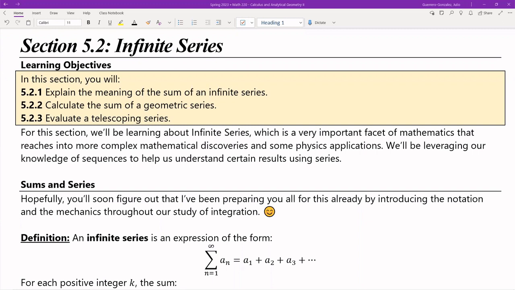Hello everyone, this is the lecture for section 5.2, infinite series. In this section, we're going to start learning about infinite series, which gets used a lot later on if you ever study math for the rest of your life, or in some physics applications. It just happens more often than you would think.